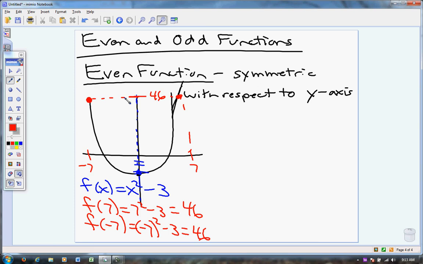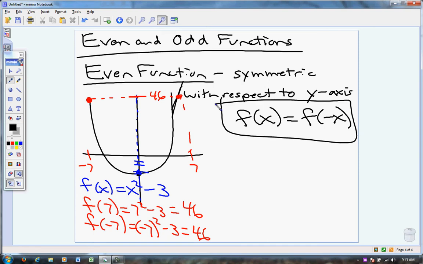Both the function value at 7 and the function value at -7 gave me the same y value. That is an even function. In other words, this is very important, this is my test. If it's even, f of x equals f of -x. That is my test for if it is even or not. I like to call this the test statement. Okay? Because they'll ask you to find out if a function is even algebraically, not just graphically.